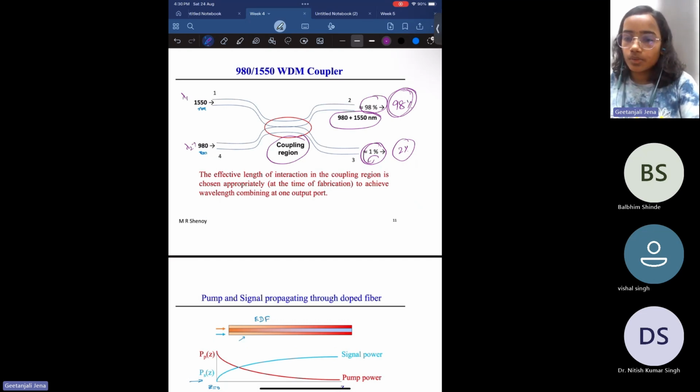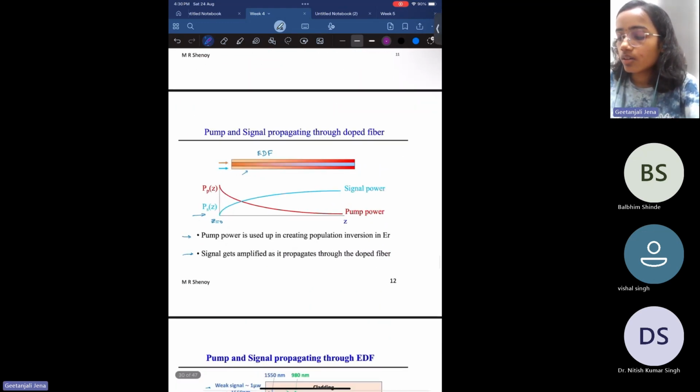So we use WDM couplers in an EDFA to couple the signal power as well as the pump power to the EDFA fiber. Okay. Now we'll see, when we couple both lambda 1 and lambda 2 in the EDFA, it's not like the pump power and signal power will remain constant as they propagate through the EDFA. So the power changes over the length of the fiber.